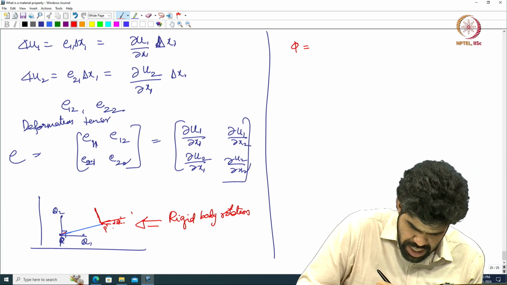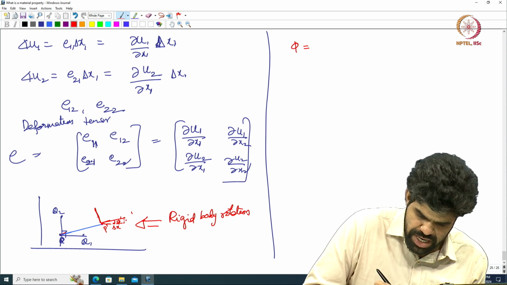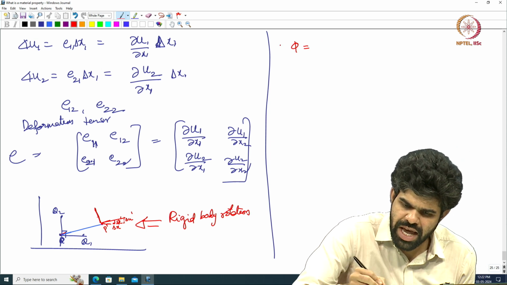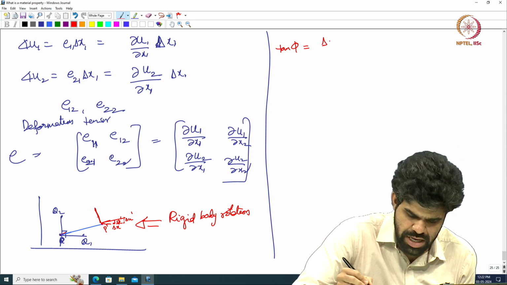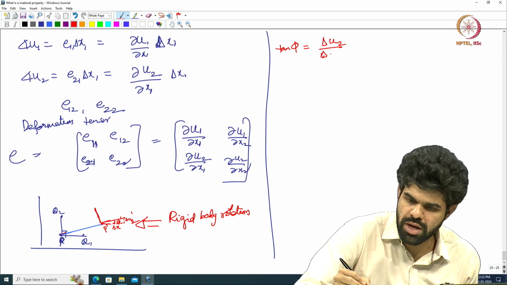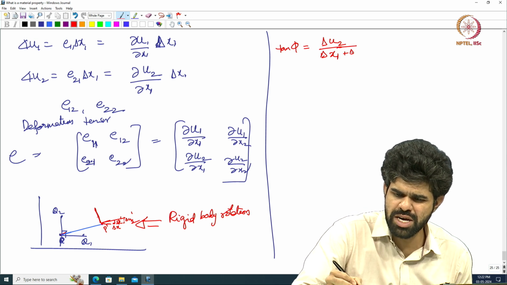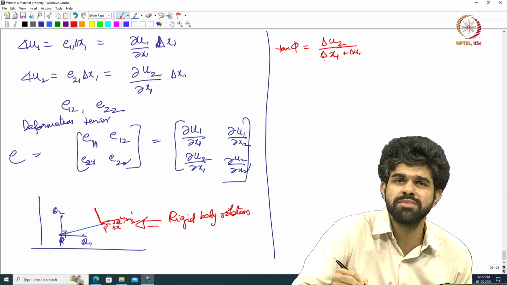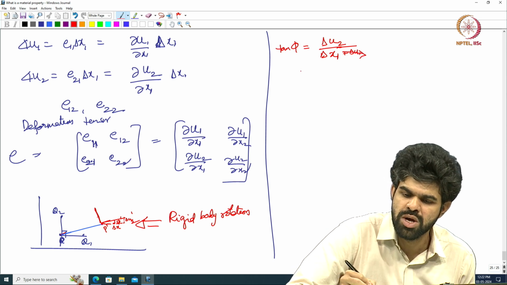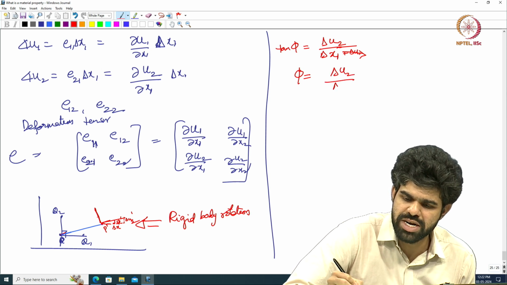So, this is the initial length delta x, and then this is my delta u after rotation. So, tan phi is nothing but delta u 2 by delta x 1 plus delta u 1, I have to follow the directions properly, but delta u 1 is very small compared to delta x 1, so I am going to ignore that. So, tan phi is just delta u 2 by delta x 1, and in that fashion phi is nothing but delta u 2 by delta x 1.